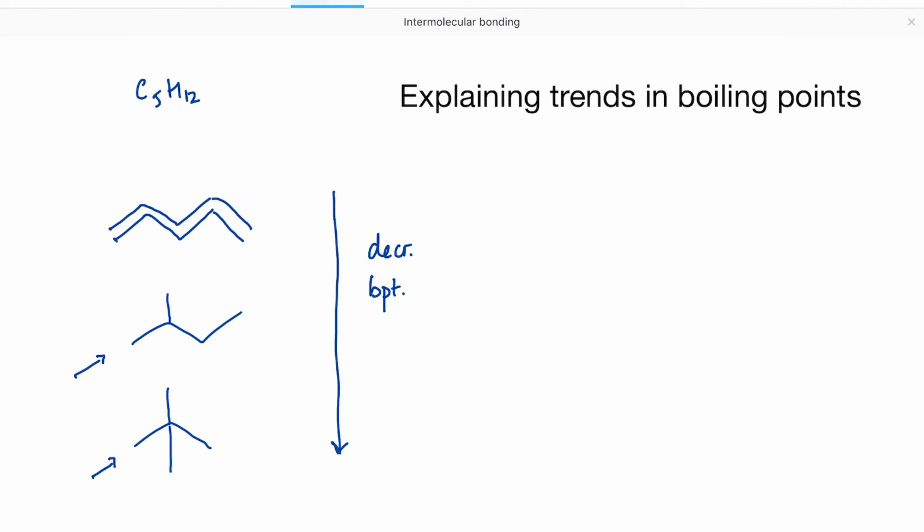My final isomer here at the bottom, because of its shape, it's far harder for these molecules to align or pack closely together. So the instantaneous induced, the London forces, are going to be weaker. If they're weaker, it takes less energy to disrupt them, hence the lower boiling point.